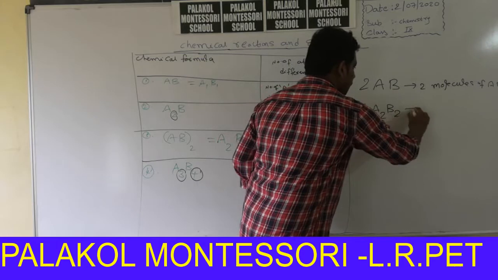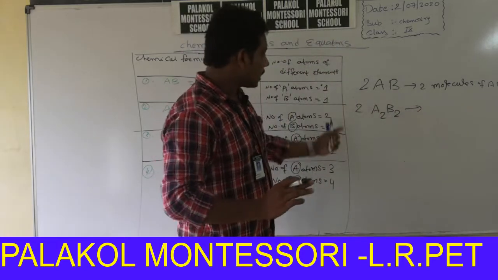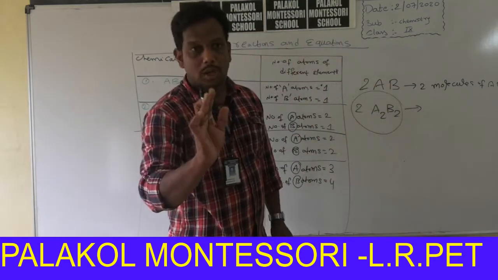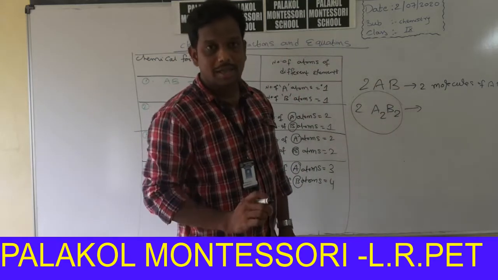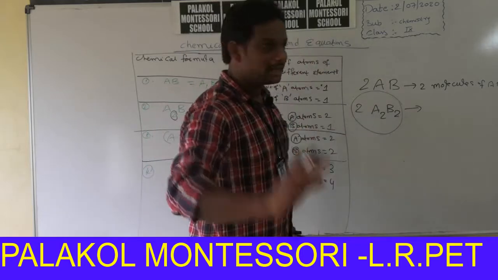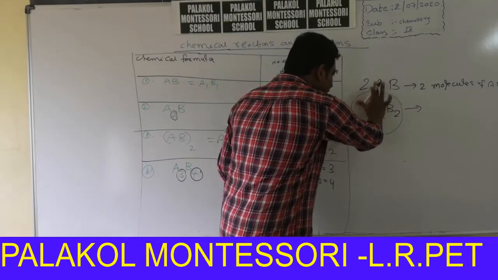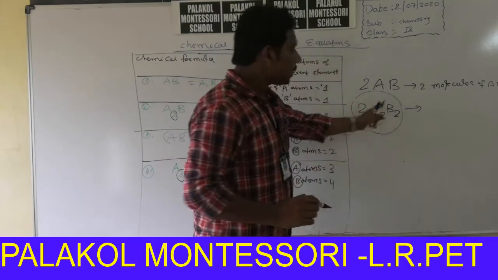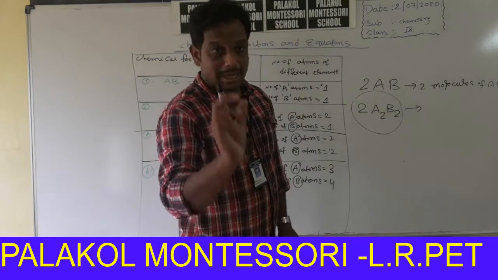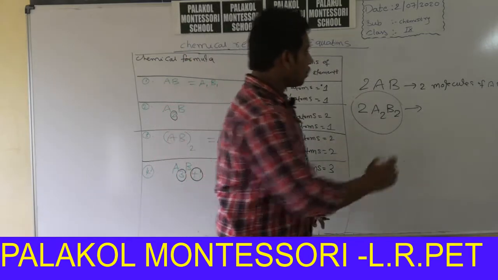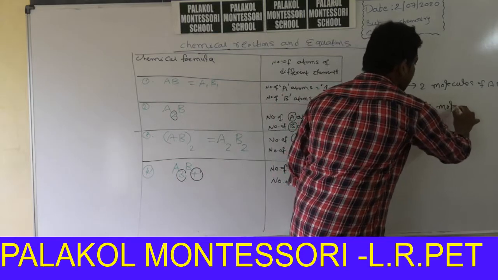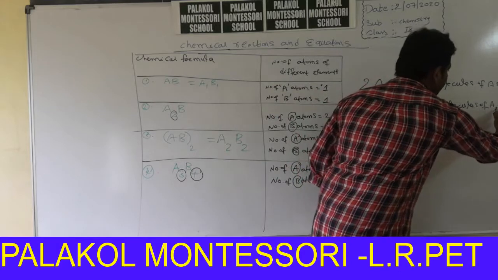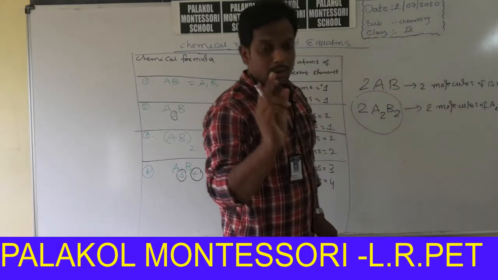Next, 2A2B2. Say for example, in any chemical equation, if you observe this type of chemical formula 2A2B2, in this case how many A atoms are there in this particular 2A2B2? Actually this 2 is not related to the chemical formula. This 2 is called the stoichiometric coefficient. Now tell me, in 2A2B2 how many A atoms are there? 2A2B2 means 2 molecules of A2B2. That means A2B2 molecules are 2.